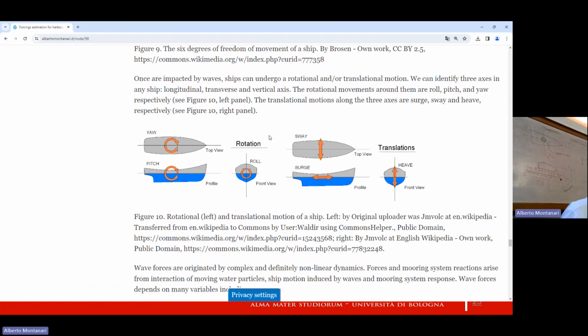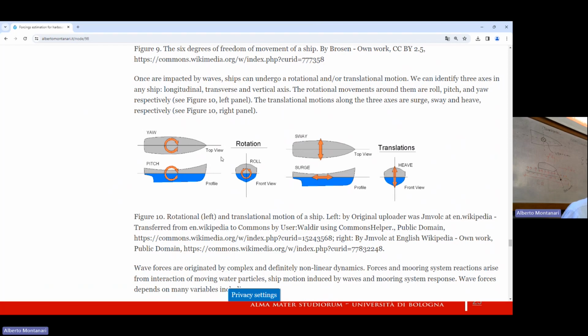When we talk of wind forcing, we forget about the heave, and we forget about the pitch, and we forget about the roll, and we consider the yaw. We consider the rotation around the vertical axis. And we also consider the sway and the surge in terms of translations. So only one rotational moment along the vertical axis, and then two translations along the longitudinal and transversal axis.